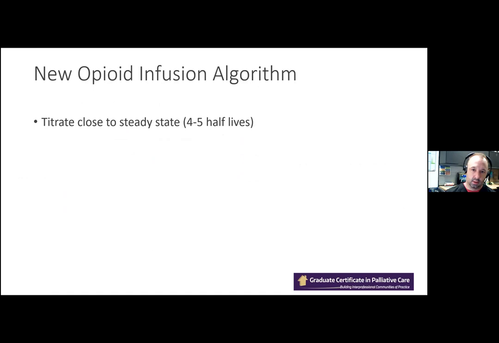So here are the principles of the new algorithm. You want to titrate around the time of steady state, right? So try not to make adjustments short of that. If you do, we'll show this, you want to make those adjustments based on PRN use. So if requiring a lot of boluses, you can maybe do some math and extrapolate and adjust your rate earlier. But in general, you want to look at not making adjustments until you reach steady state at 4 to 5 half-lives.